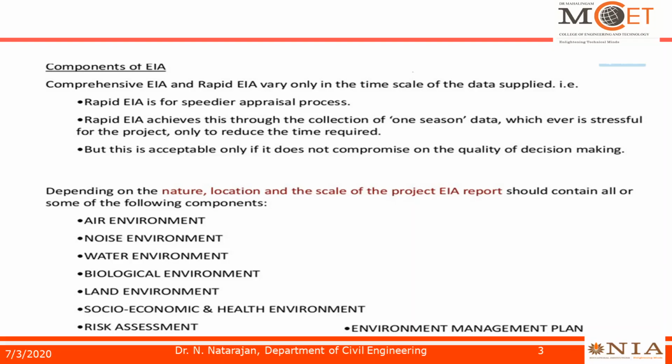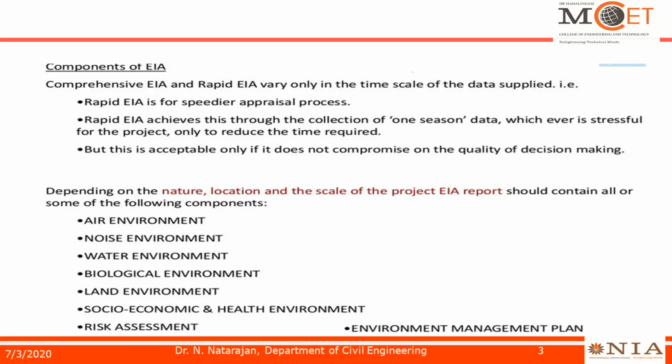So what are the components of EIA, right? There are two different types of EIA. One is a comprehensive EIA, another one is a rapid EIA. Both of them vary in the time scale of the data that is being supplied. Rapid EIA is a speedier appraisal process. It achieves this through the collection of one season data, whichever is stressful for the project, only to reduce the time required.